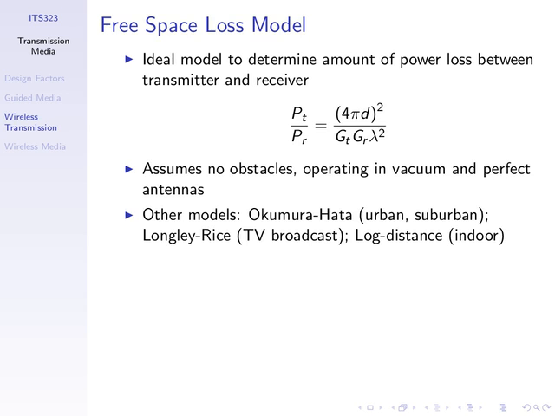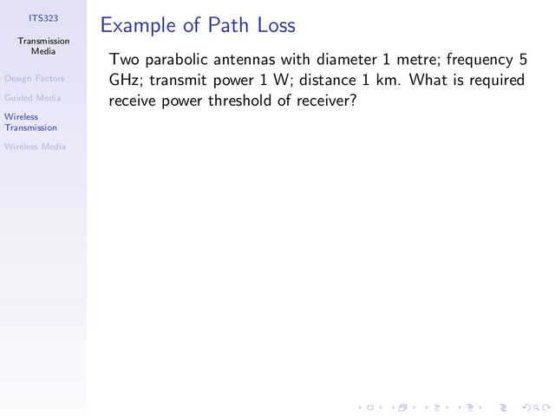Some work specifically for inside cities or inside suburban areas, some for TV broadcasts, some for indoor communications. So there are other mathematical models that tell us the relationship between distance and power transmitted and received. We're just focusing on the free space path loss model. It's a little bit simpler. So let's use that to solve this problem and also use something about our antenna gain.